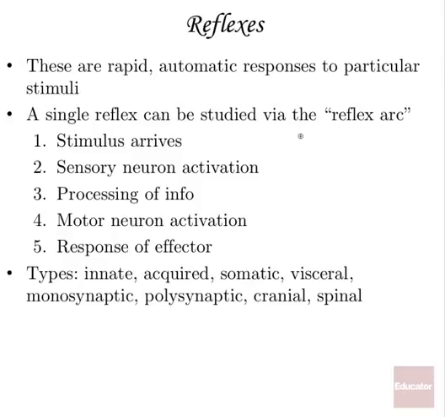So number one, stimulus arrives. It could be something touching your body, touching your skin. Number two, sensory neuron activation. Remember, those are the afferent neurons going to the central nervous system. Number three, processing of info. Oftentimes it goes all the way up to the brain, part of the central nervous system. There are some reflexes that bypass the central nervous system altogether, which is pretty amazing. That's actually located primarily in parts of the digestive tract.